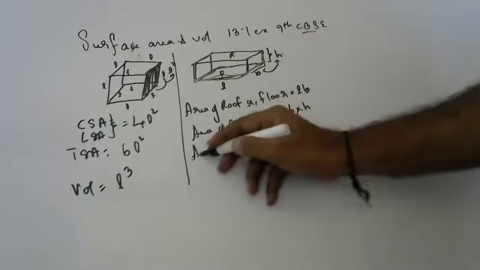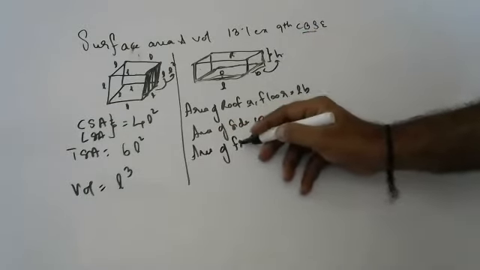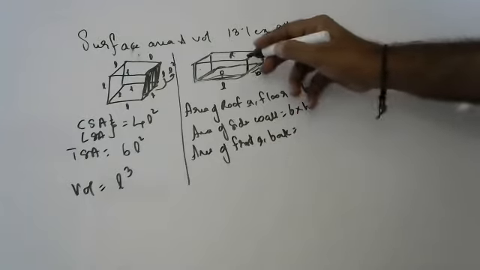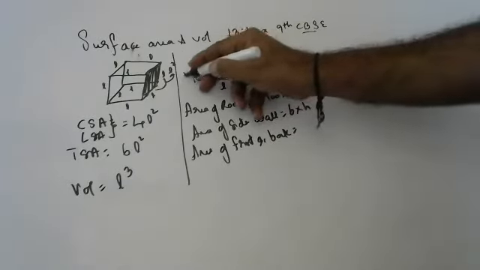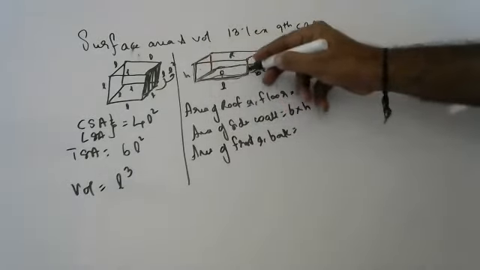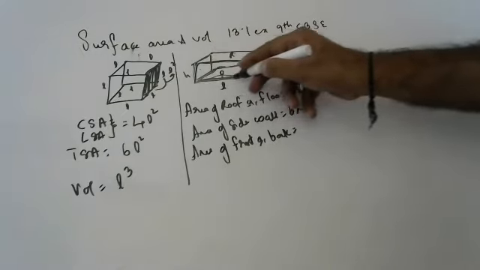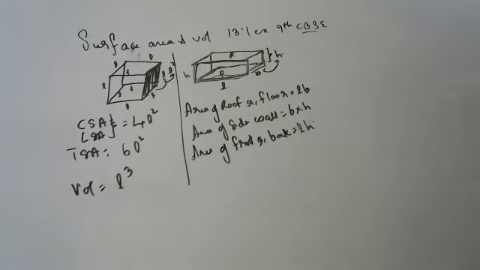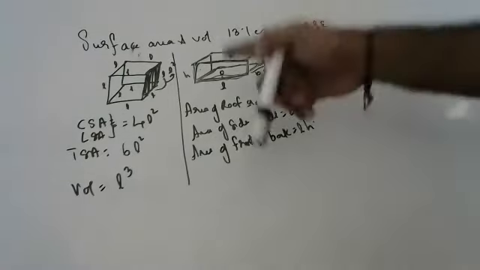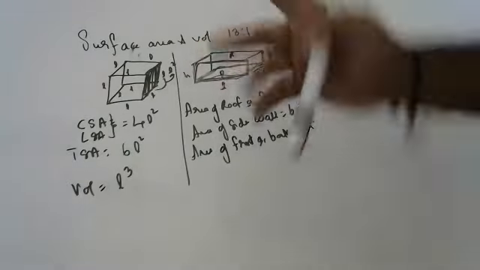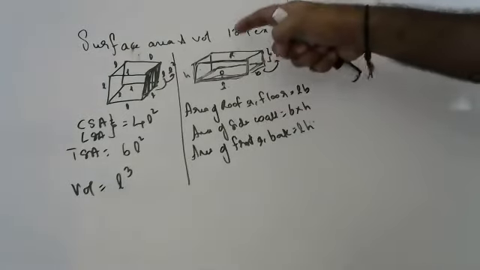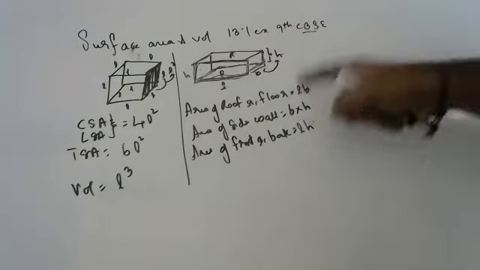Can anyone say the area of the front and back? Same. The area of the front is L into H. The area of the front wall and back wall is L into H; they will be the same. The area of the side walls will be B into H. The area of the roof and floor will be L into B.